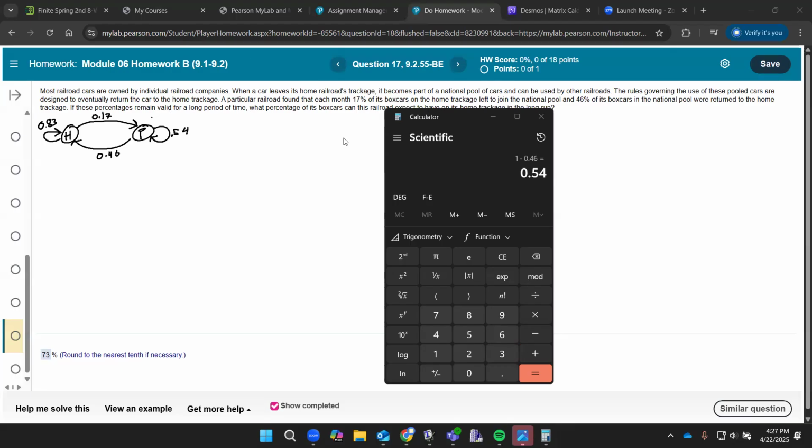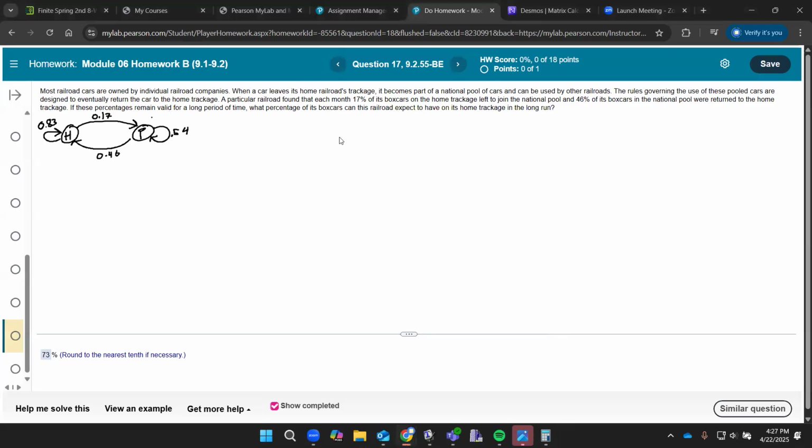Okay, so we have an idea of what's going on. Now we can make a Markov chain with this. So we have 83%, 17%, 54%, and 46%. But they want the long run. They don't want just one transition. They don't want just two transitions. They want the long term. Well, I don't know how to do that because they didn't tell me how.